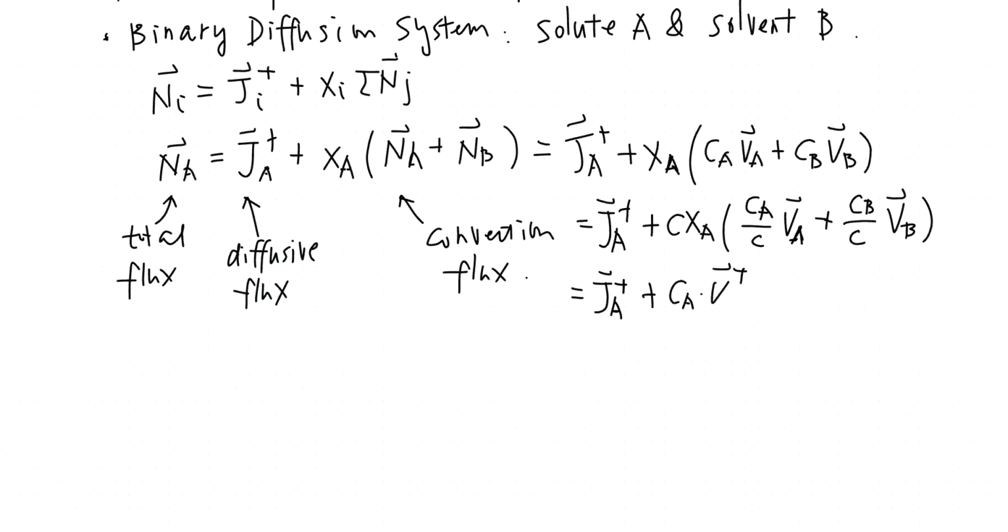Finally, let's just summarize the last equation. It gives you NA equal to JA dagger plus CA multiplied by V dagger. It's the same interpretation. This is the total flux. This is the diffusive flux. And this is the convective flux.